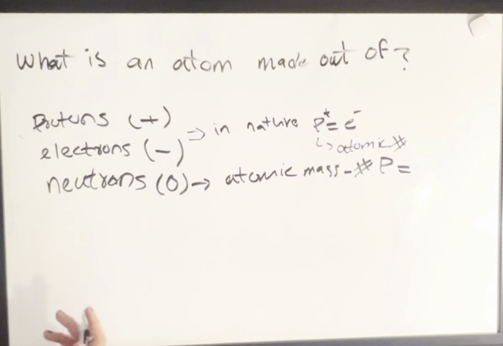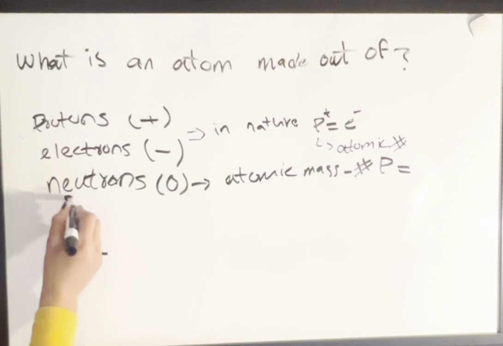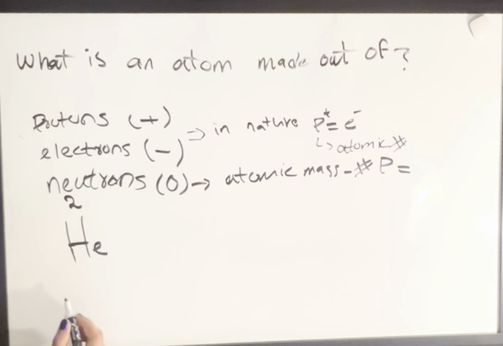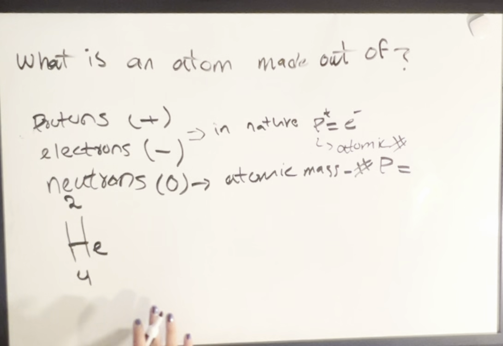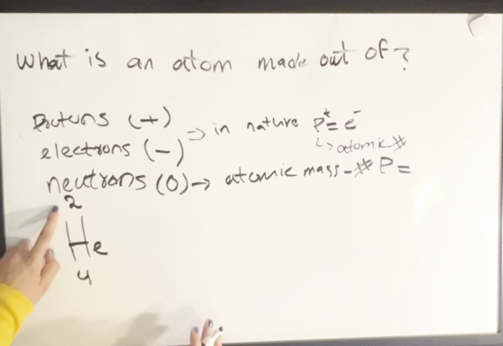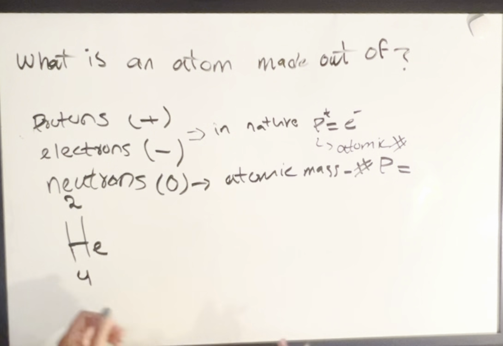Let's start with an example. Let's say we have the atom helium, and helium has an atomic number of 2 and an atomic mass of 4. I'm rounding my numbers, and if you want a video about rounding, I can make one. But yes, the atomic number for helium is 2 and the atomic mass is 4. Our question is, what is the number of protons, electrons, and neutrons in this atom?